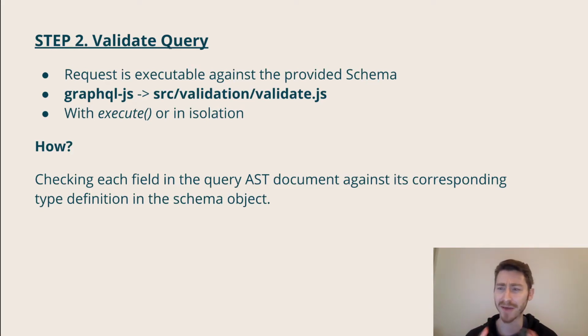The benefit is that the validator could flag if there's an invalid query before it's sent to the server, potentially saving a HTTP request. It works by checking each field on the query AST document against the corresponding type definition in the schema object. It will do argument type compatibility checks as well as coercion checks.